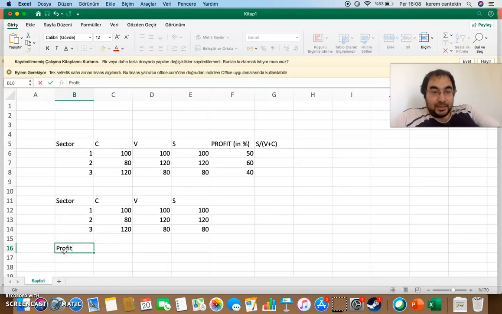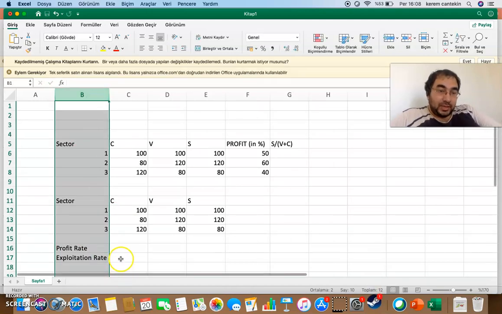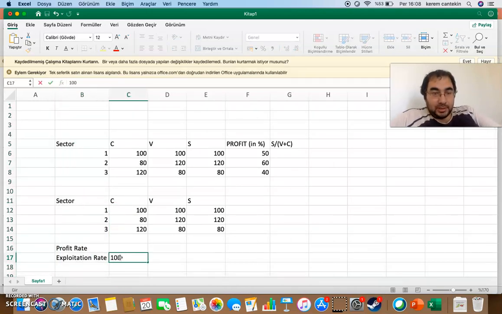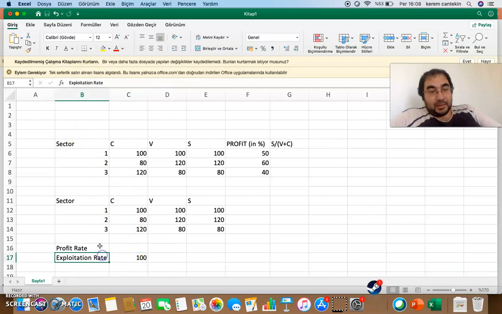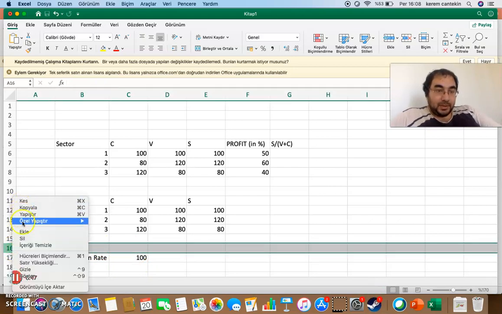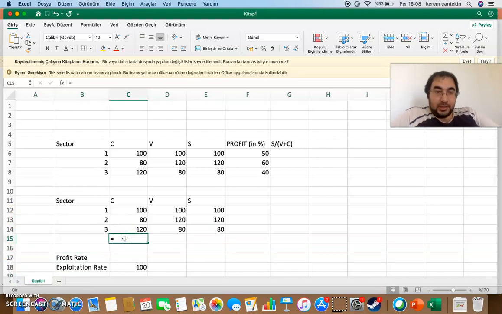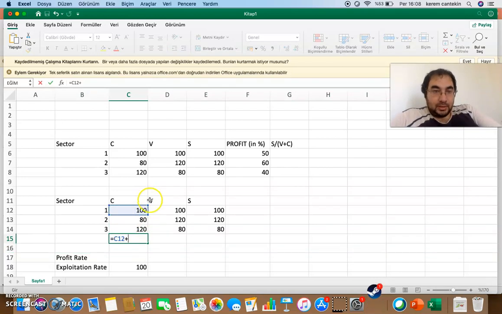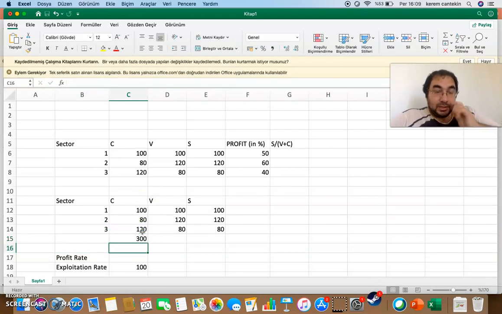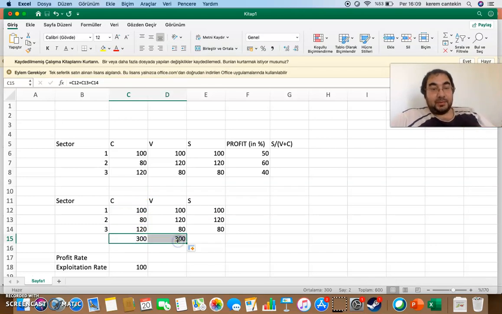So just like the exploitation rate, which has to be the same in all sectors because of labor mobility, which is 100%, the profit rate also needs to be the same. These are both percentages. In order to calculate the profit rate, we need to calculate the economy-wide constant capital, the total constant capital in all sectors together. So we add the constant capital values in all sectors. Similarly, we find the economy-wide variable capital and the economy-wide surplus value.